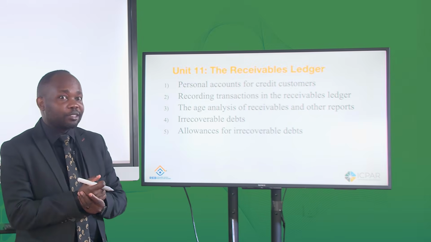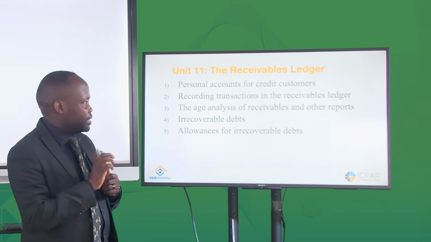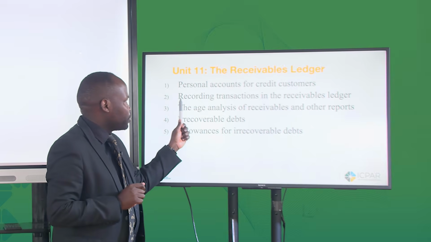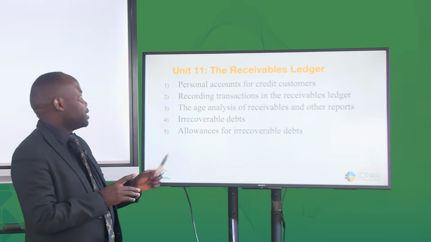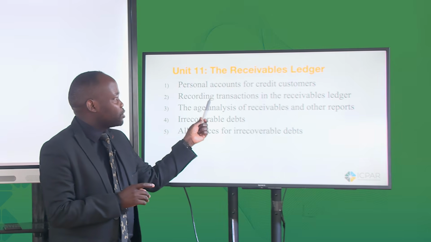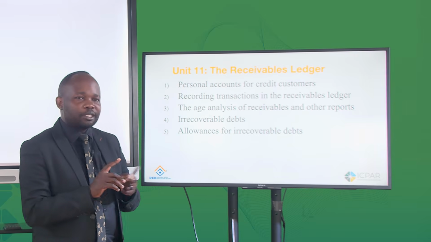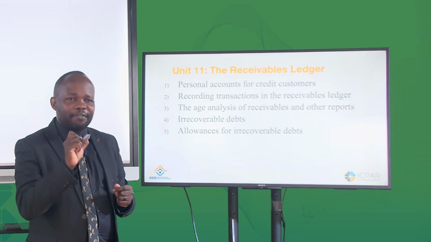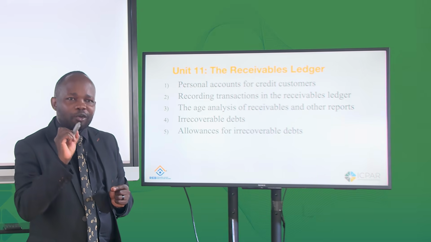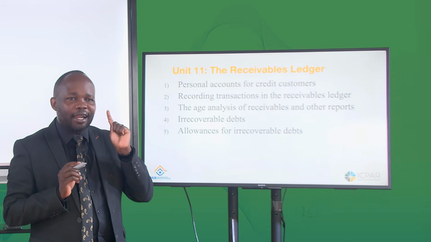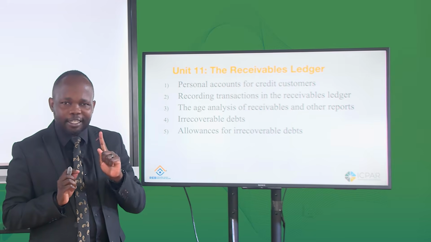Now, this receivables ledger is a T account. It has the debit side and credit side. We are going to cover the following. Number one, personal accounts for credit customers. Number two, recording transactions in the receivables ledger. When I talk of personal accounts, we are keeping individual records of each customer separately in its own ledger. So the key point here is that ledger accounts are personal accounts for each customer.